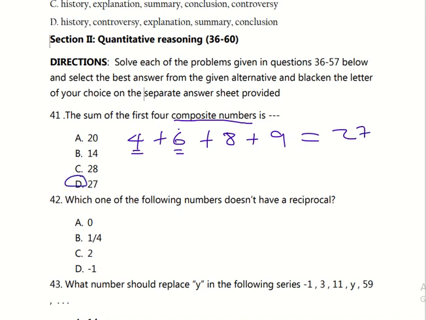The next one, which one of the following numbers doesn't have a reciprocal? Obviously that is 0, because the reciprocal of 0 is 1 over 0. 1 over 0 is meaningless mathematically, so it doesn't exist.